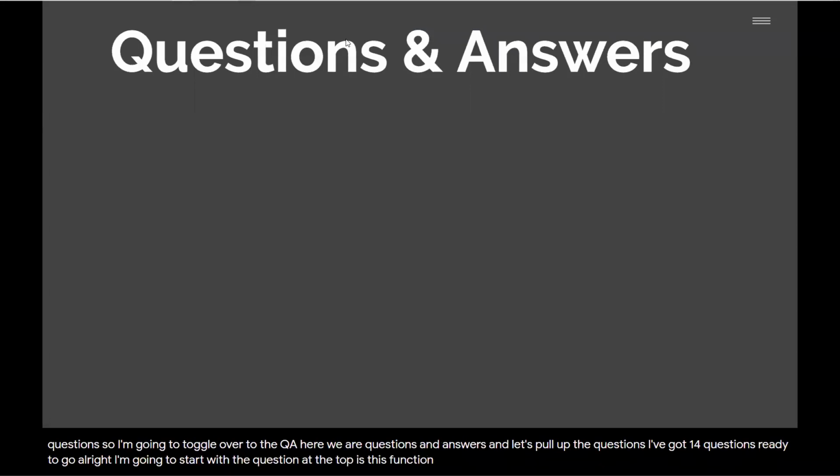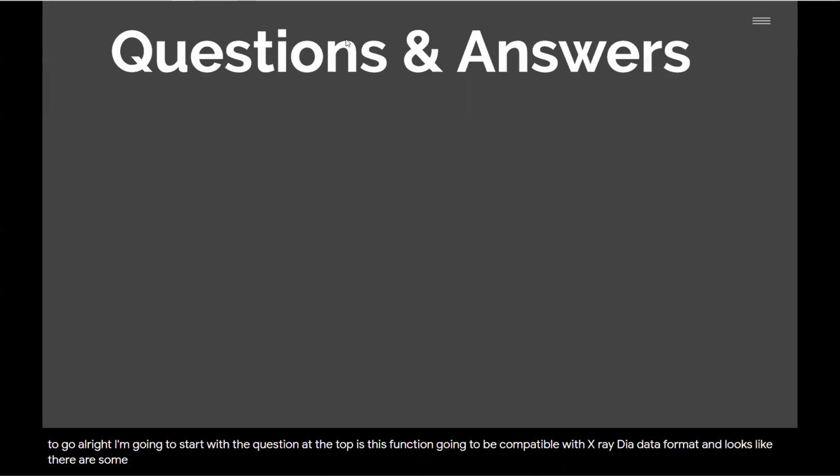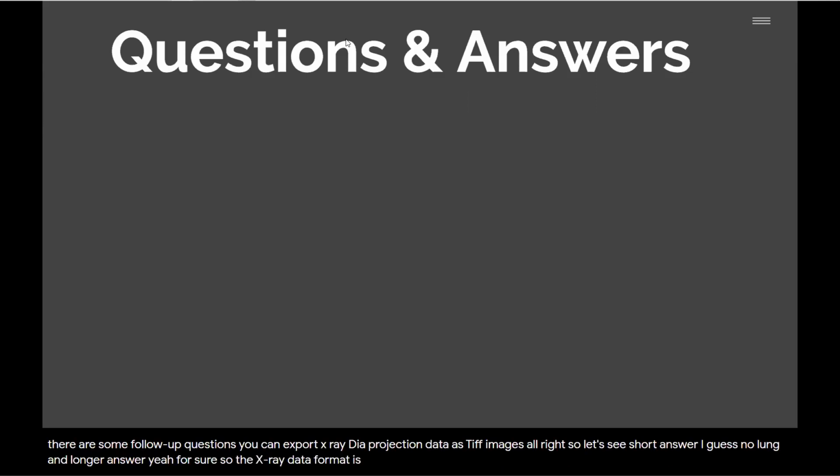Is this function going to be compatible with XRadia data format? And it looks like there are some follow-up questions. You can export XRadia projection data as TIFF images. All right, so let's see. Short answer, I guess no. Longer answer, yeah, for sure. So the XRadia data format is encoded in a proprietary format called TXRM.